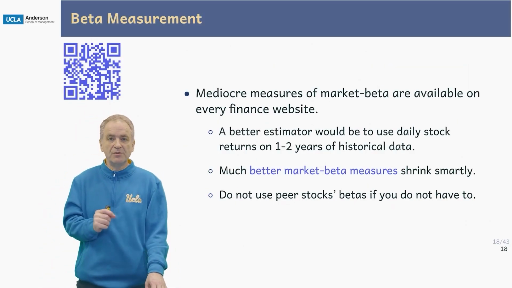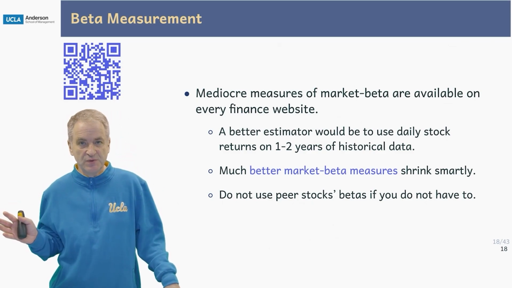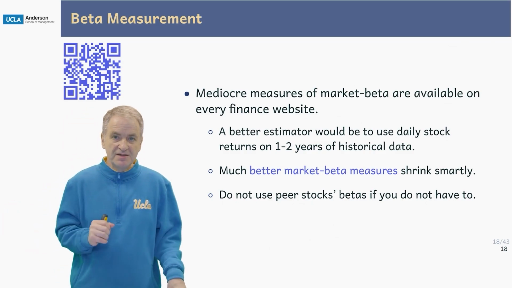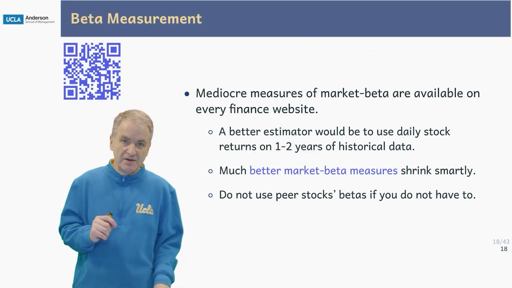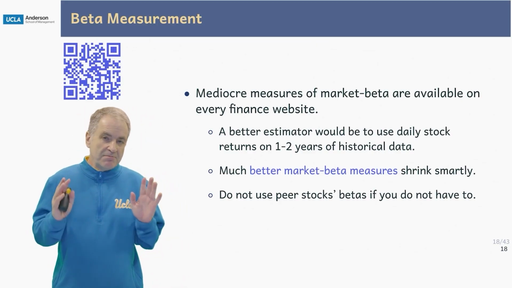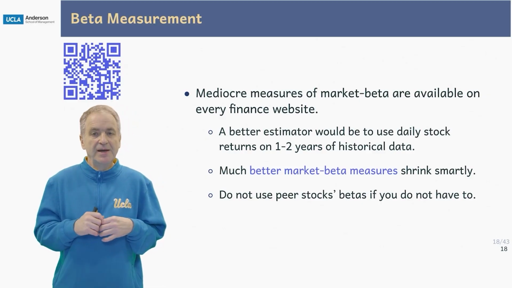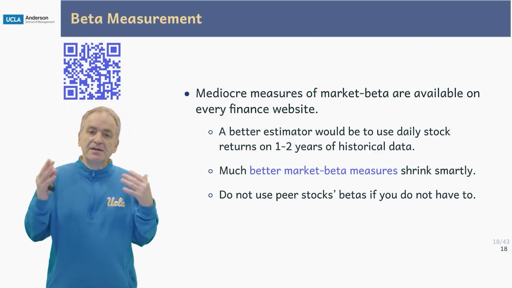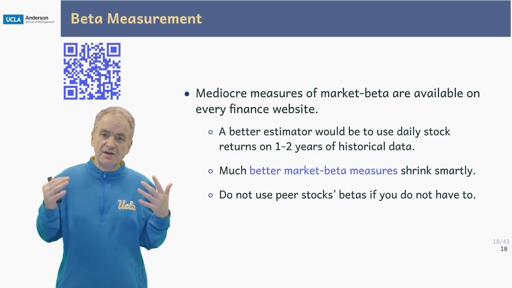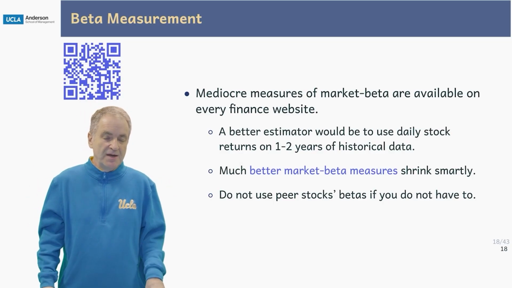There are mediocre measures of market beta available on practically every finance website. A better estimator would be to use daily stock returns on 1 to 2 years of historical data. There are much better market beta measures, even than that. They shrink smartly, but don't use the ones that you get just from the websites if you care about beta.